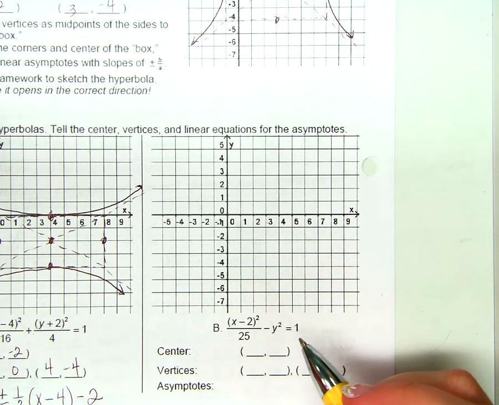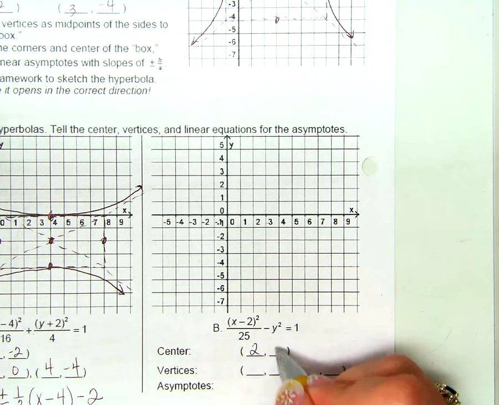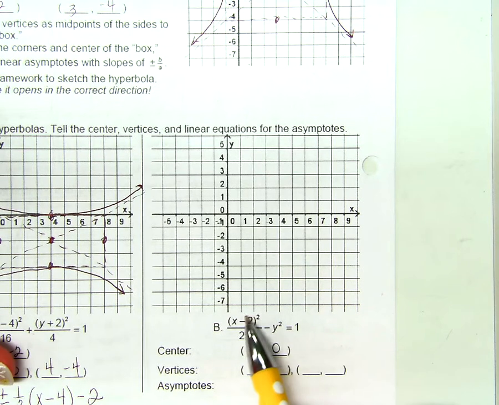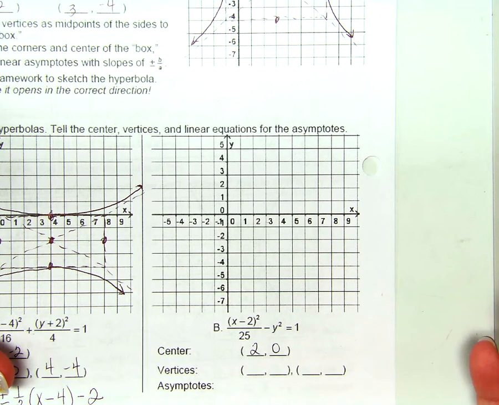Where's my center? 2, 0. Remember, center is with the H and K with the X and the Y. The 2 is with the X. Nothing's with the Y. Why isn't it a 1?